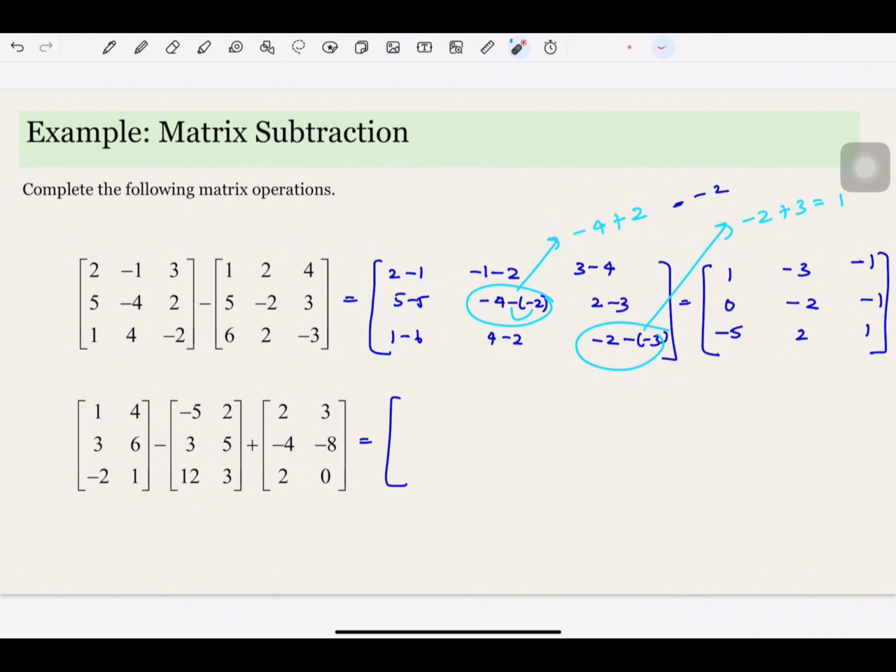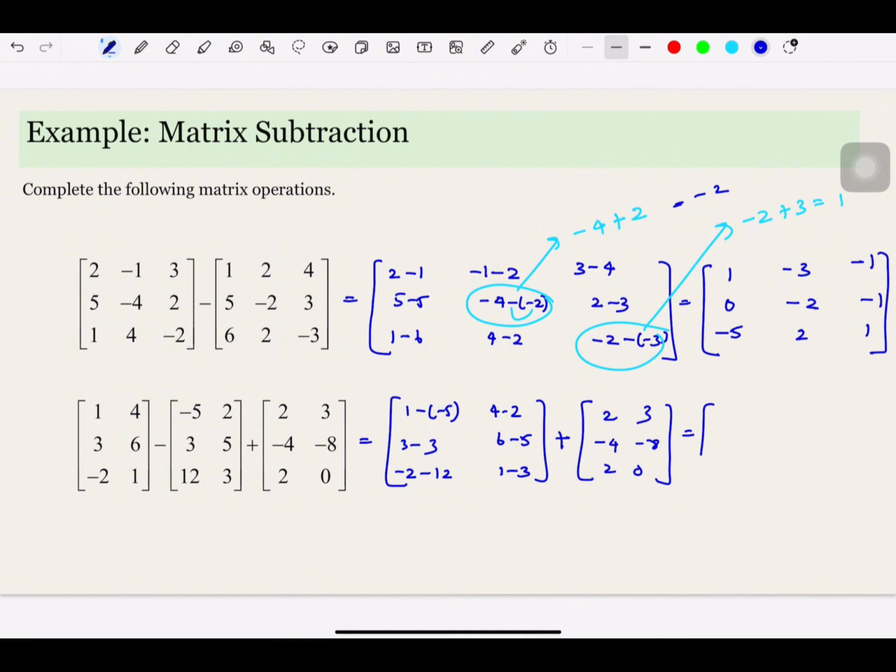So let's do the subtraction for the first 2 matrices. So 1 minus -5, and then 4 minus 2, 3 minus 3, -2 minus 12, 6 minus 5, 1 minus 3. And then you have the other matrix. So I'm going to write it as it is. 2, 3, -4, -8, 2, 0.